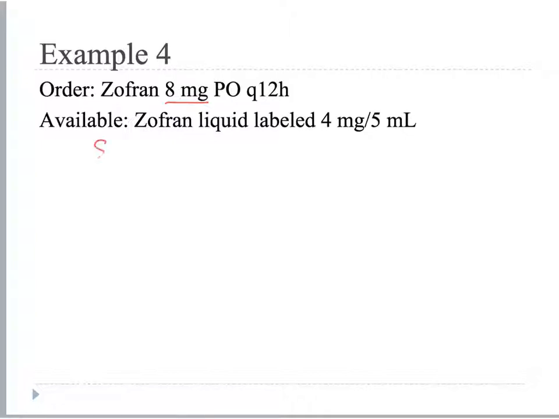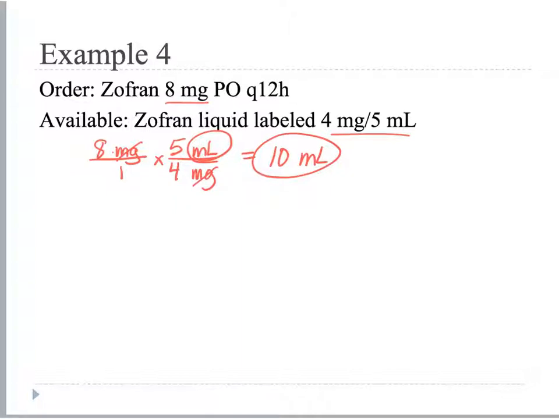So I'm going to start with 8 milligrams, put that over 1, and then I'm going to use my dosage strength. Our strength here is given as 4 milligrams, so that'll go down below so that our milligrams cancel, and it's 4 milligrams per 5 mLs. So we're going to be left with milliliters. I'm going to multiply numerators. 8 times 5 gives me 40, divided by 4, which gives me 10 mLs. So I always want to start with my order, put it over 1, and then use my dosage strength.